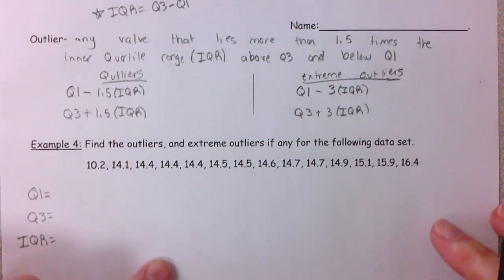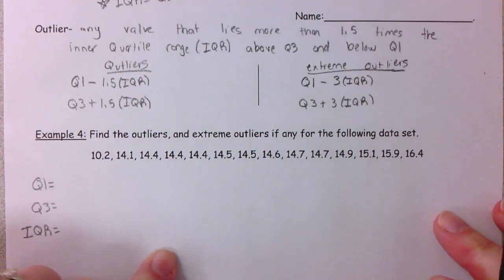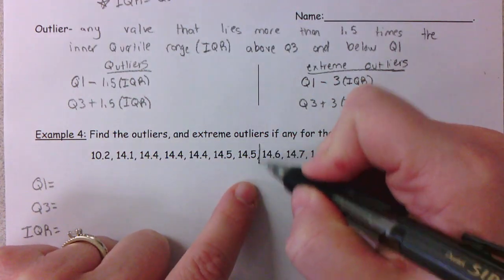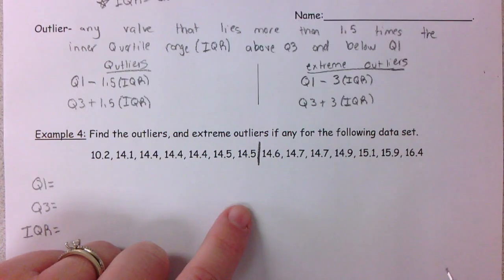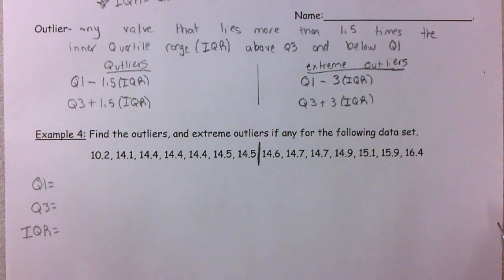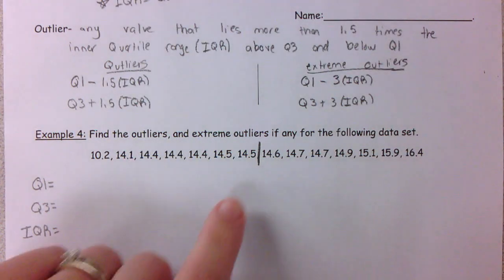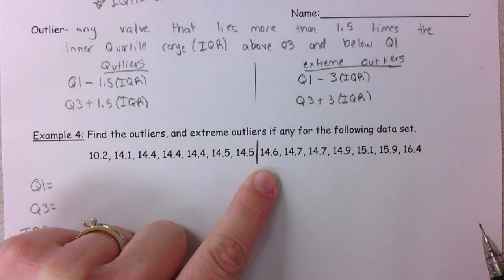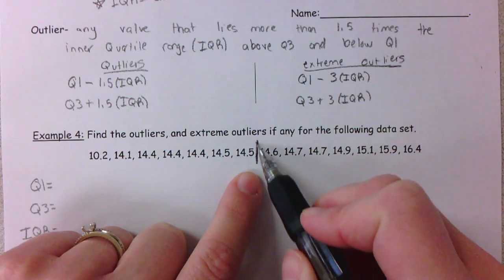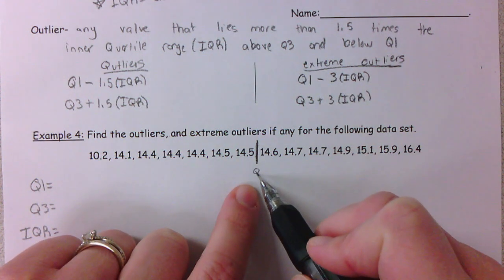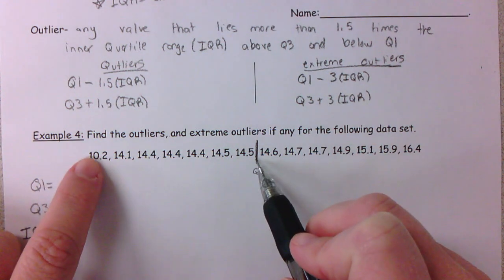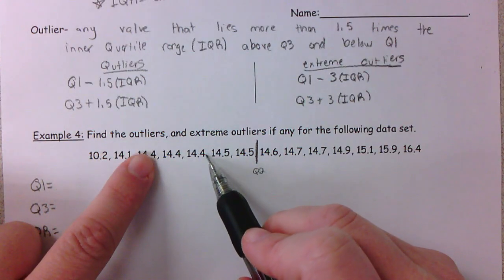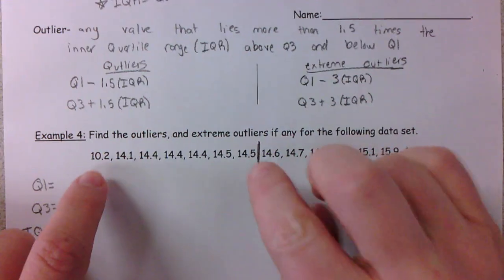These numbers are already in order. So when I find halfway through, it is between here. Okay? So halfway between 14.5, or that, sorry, this is where Q2 would be. So if I want to find Q1, I would take the first half and find the middle of that one, which would be 14.4.